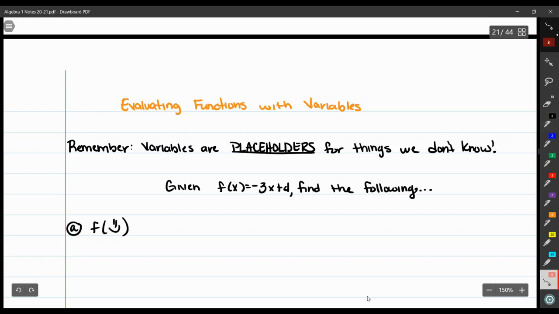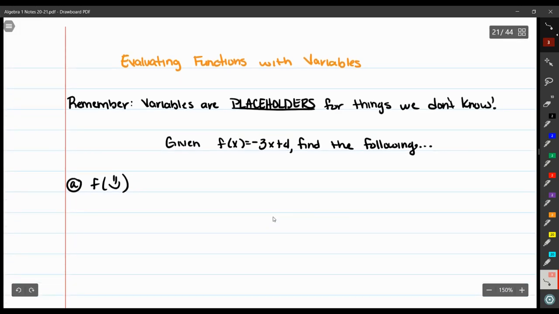Evaluating functions with variables. So remember that variables are just placeholders for things we don't know. We can interchange the variables as long as we know what they are equivalent to. That's how this works with evaluating functions in general, but also with variables as well. So given f of x equals negative 3x plus 4, find the following. We're going to use this same equation for lots of examples.